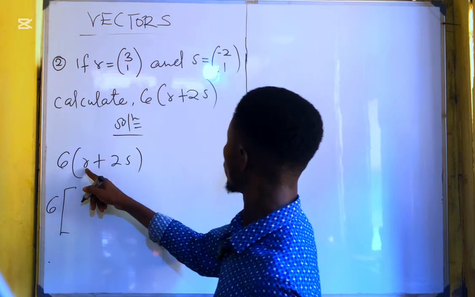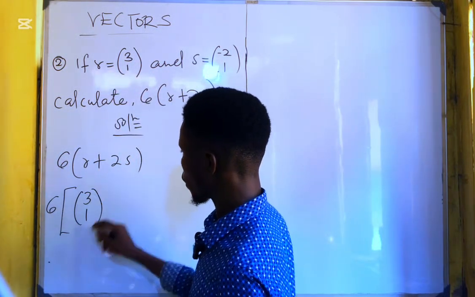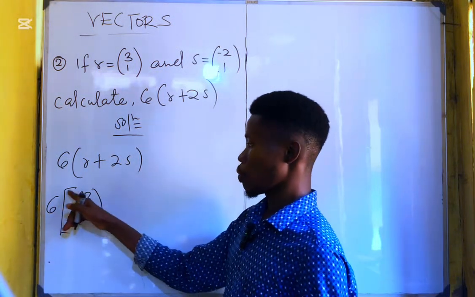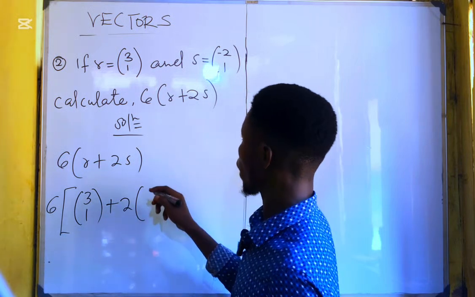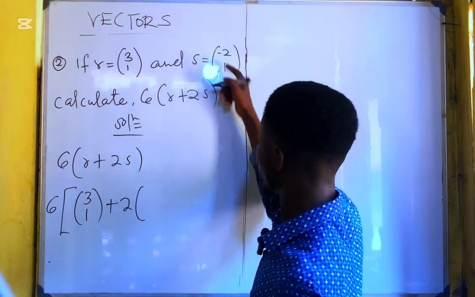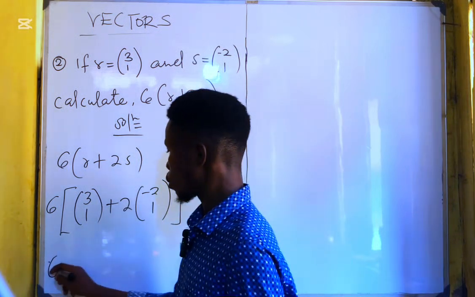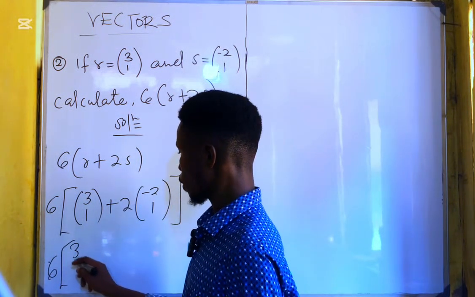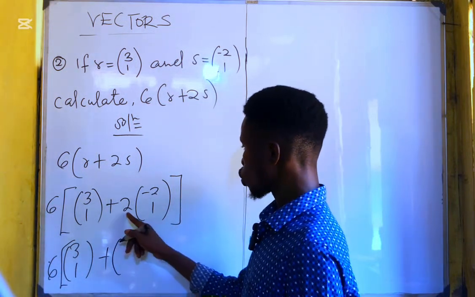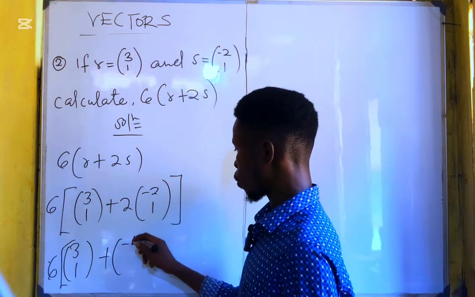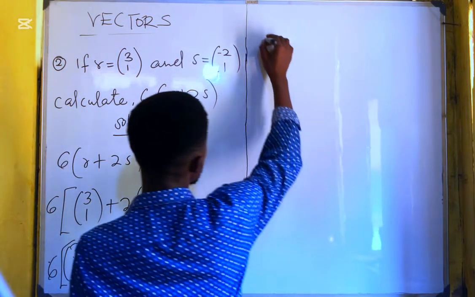Now this r is given as 3, 1, so put it there. There will be a bracket in a bracket, that's why I've made this one a square bracket. Plus 2 multiplying s, which is negative 2, 1. Then you close it. So 6, 3, 1 plus 2 times negative 2 will be negative 4, and 2 times 1 is 2.